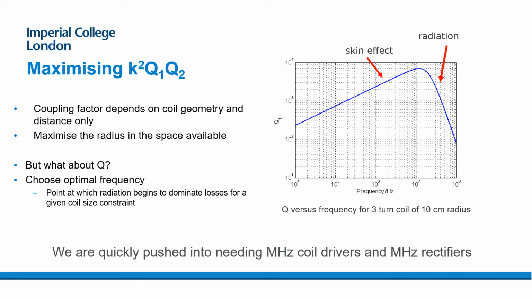So the aim is to be able to operate my systems with maximum Q factor, and you can see here this is just an example for a 3-turn coil of 10 centimeter radius. You can see the optimum frequency here is something of the order of 10 megahertz, and therefore this might be a very suitable system to operate at a frequency of about 6.78 megahertz, for instance.